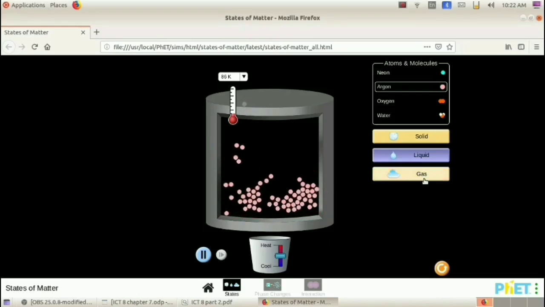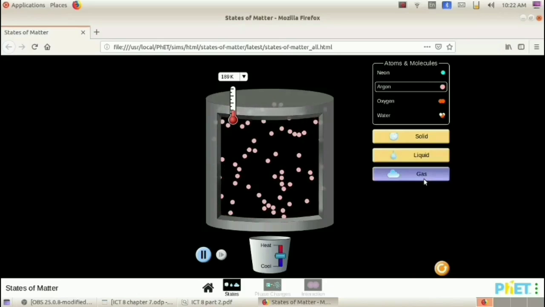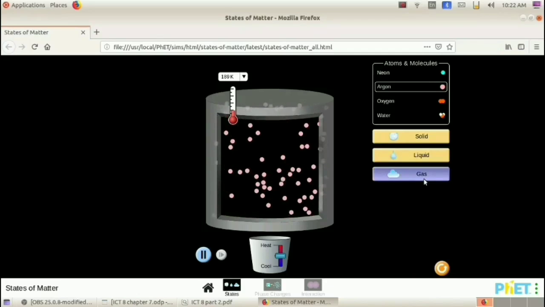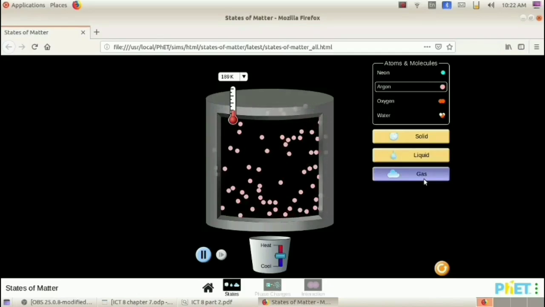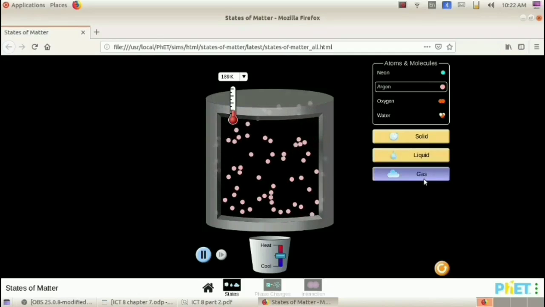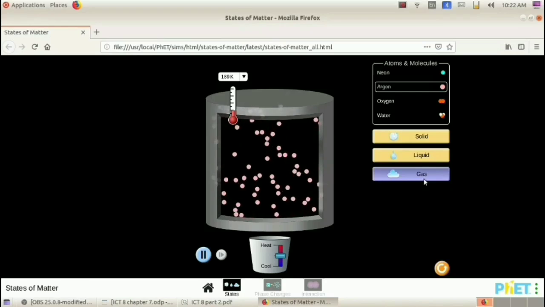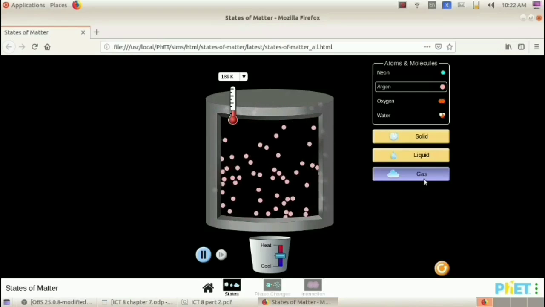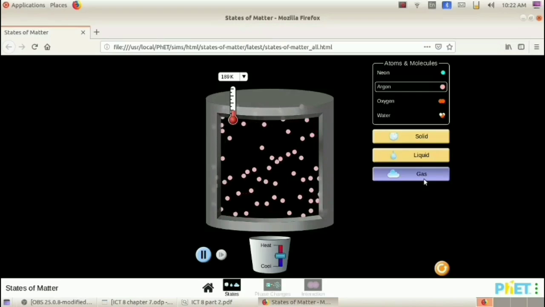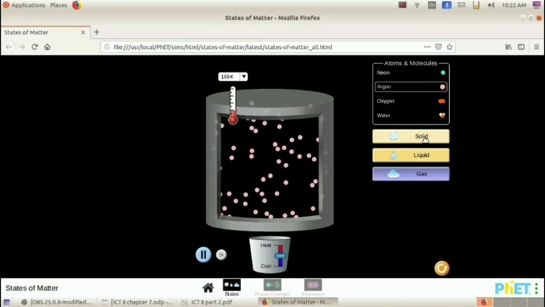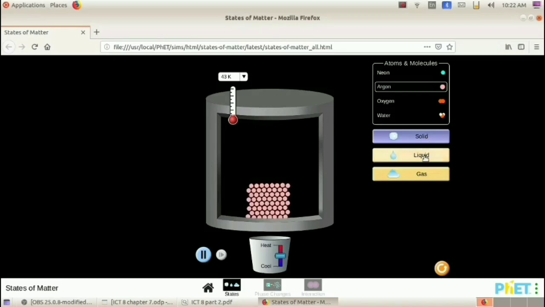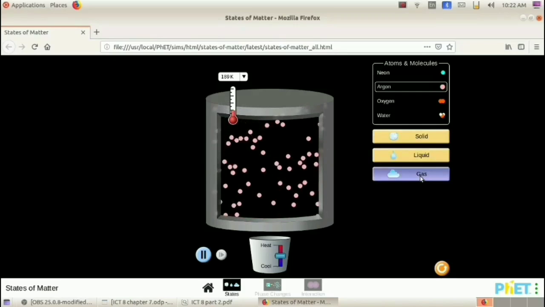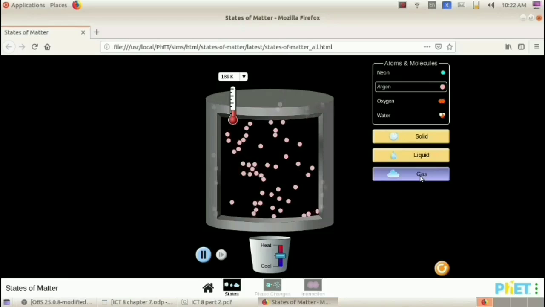Now we'll select gaseous state. In gaseous state, the particles have high energy and they are moving very fast. There is no attraction between the particles. The particles are not closely packed. They are loosely packed and they are moving very fast. So regarding movement of the particles: in solid state, there is no movement. In liquid state, there is some movement because the particles have some energy, and in gaseous state the particles have high energy and they are moving very fast.